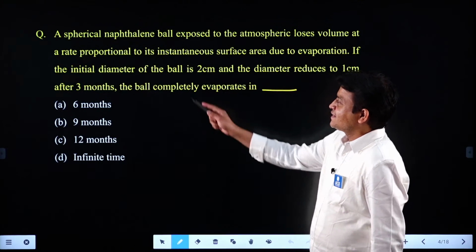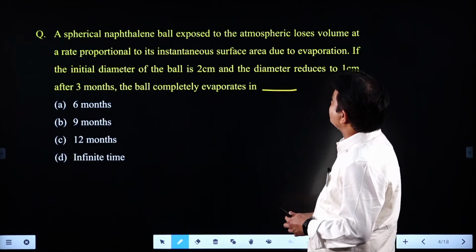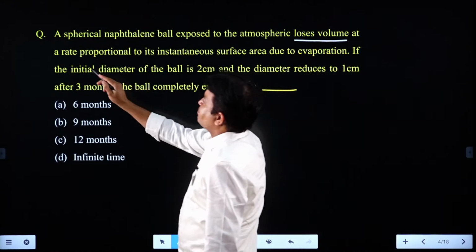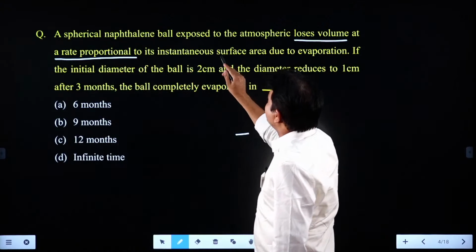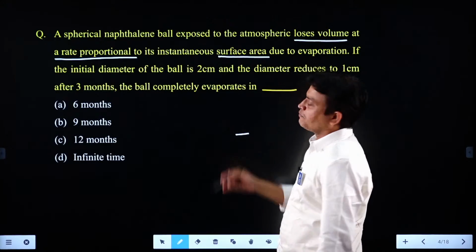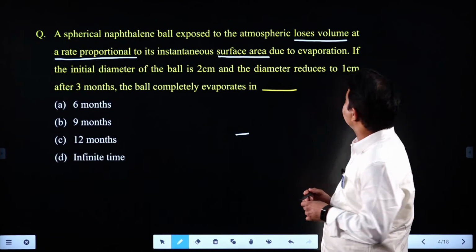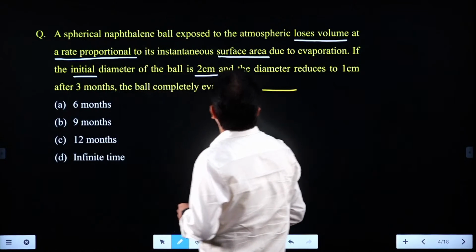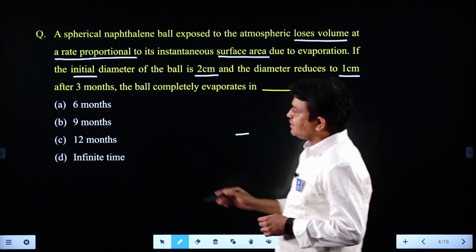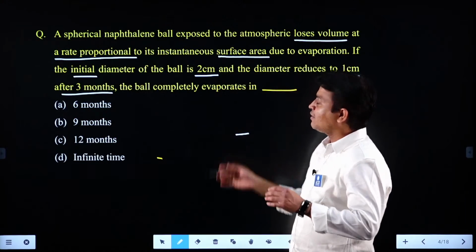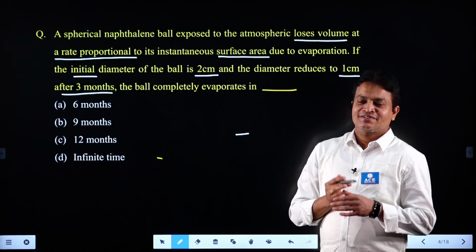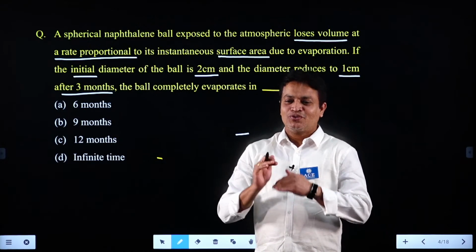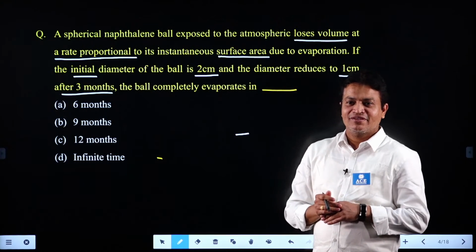Read the question. A spherical naphthalene ball exposed to the atmosphere loses volume at a rate proportional to its instantaneous surface area due to evaporation. This is a natural process. If the initial diameter of the ball is 2 centimeters and the diameter reduces to 1 centimeter after 3 months, then the ball completely evaporates at what time? So this problem yesterday I took up, but it was disturbed by the system. Today I continue the solution from the very beginning. You can follow easily.